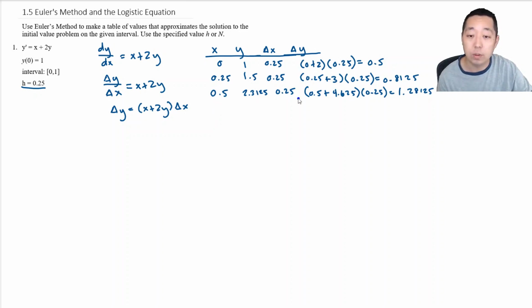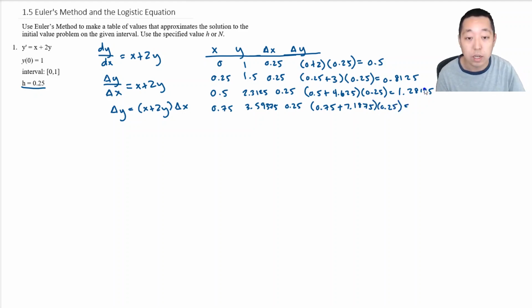And then we're going to add delta x to x, 0.75. We're going to add this to y, so I'm going to add 2.3125 and I get 3.59375. My delta x is still 0.25, and x is 0.75. X plus 2 times y is 7.1875 times 0.25. And then we get 1.984375, kind of a long number.